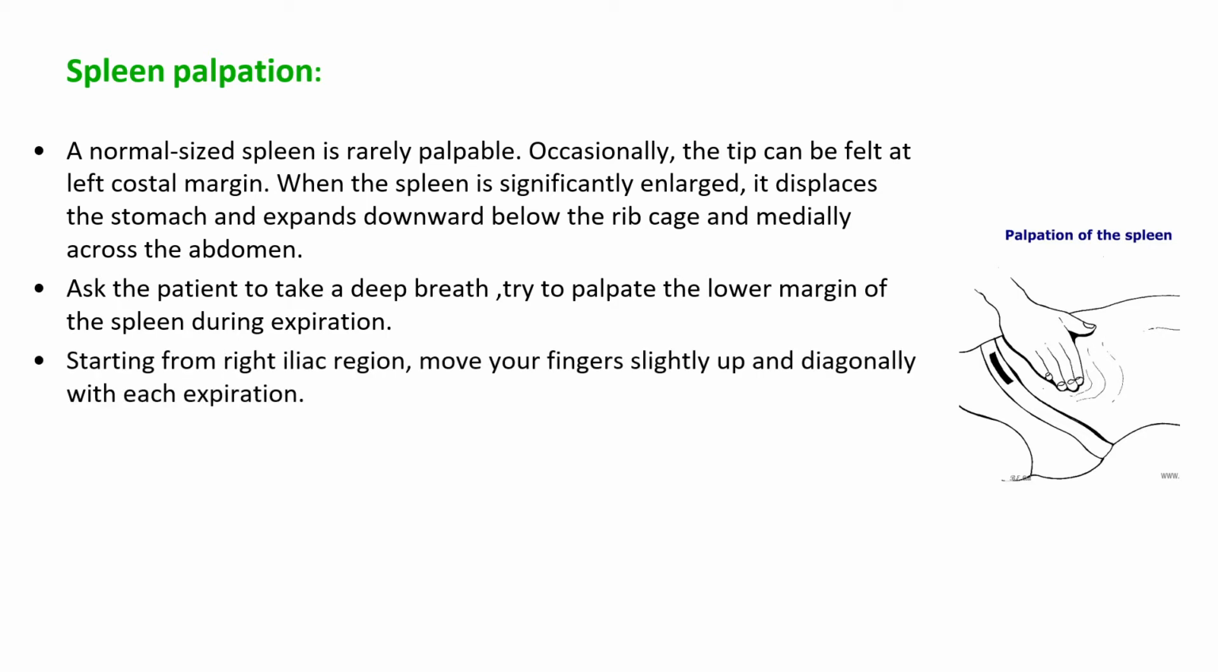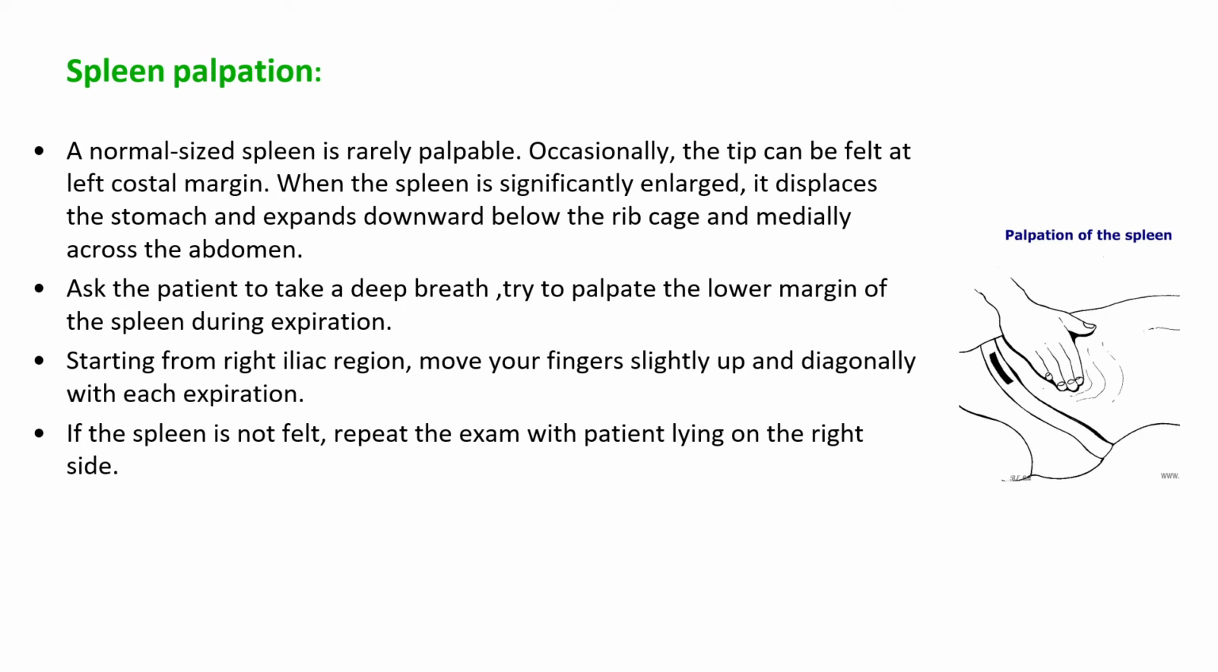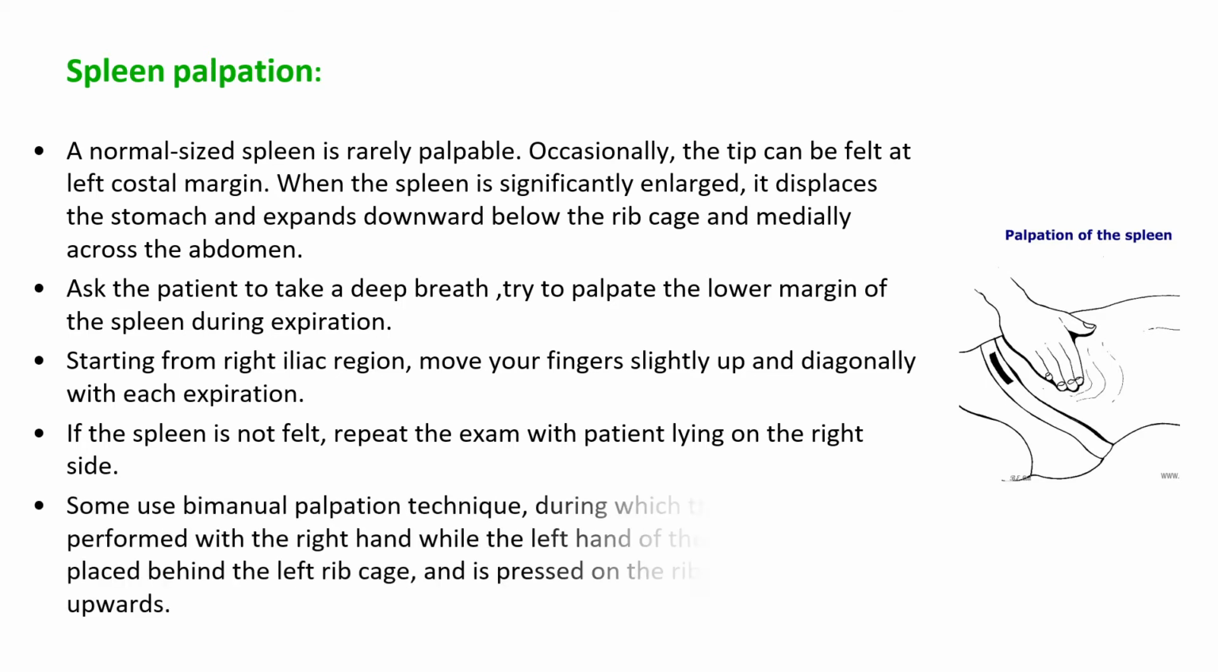Starting from the right iliac region, move your fingers slightly up and diagonally with each expiration towards left. If the spleen is not felt, repeat the examination with patient lying on the right side. Some often use the bimanual palpation technique, during which the palpation is performed with the right hand while the left hand of the examiner is placed behind the left rib cage and it is pressed on the ribs and soft tissues upwards. Kidney palpation. A kidney is generally not palpable in a normal adult.